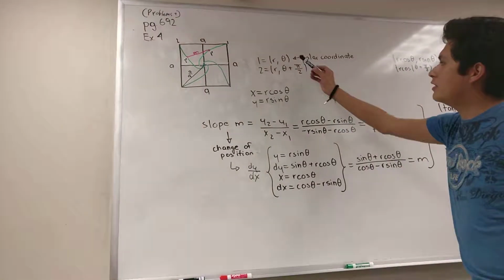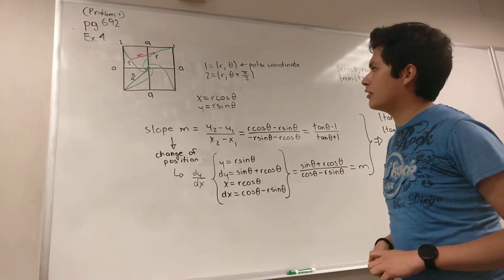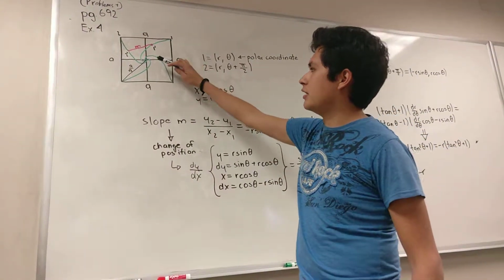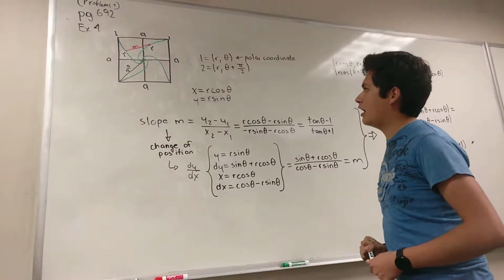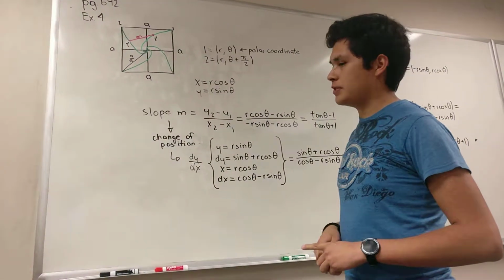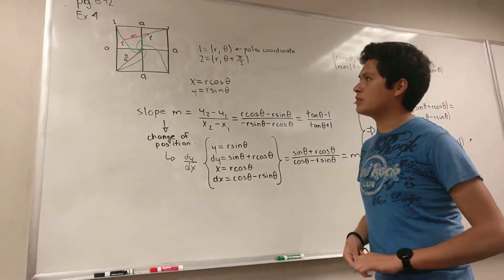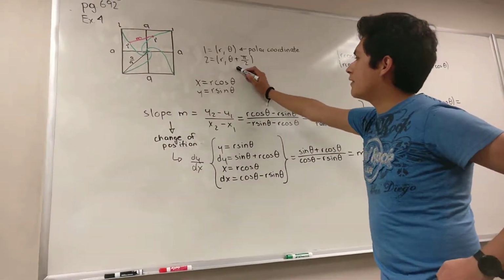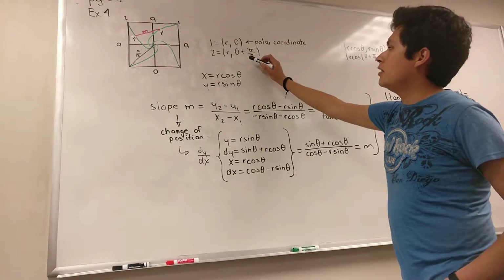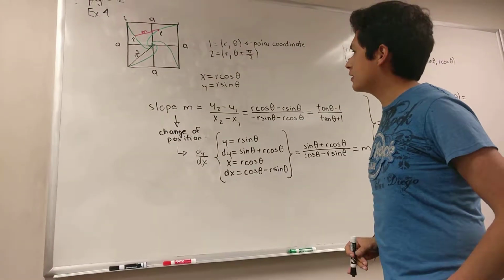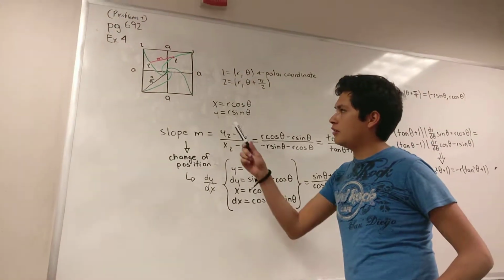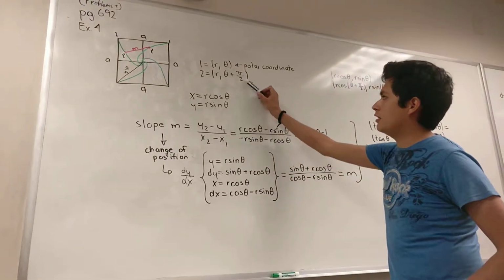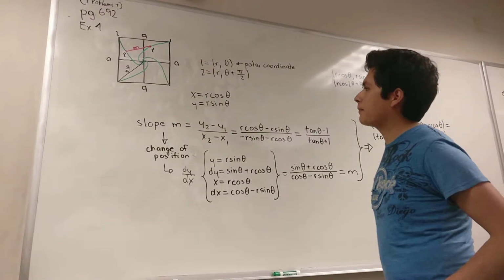So here we have the first bug at a certain polar coordinate, where r is the distance from the center outwards, and the angle is unknown for us, especially because it's moving, and we don't know the velocity at which they're moving. And here we have the polar coordinate for the second bug. It's the same as the first one, but plus pi over 2. Why? Because since we know it's on a square, each bug is going to be 90 degrees apart from each other. In radians, this is pi over 2.